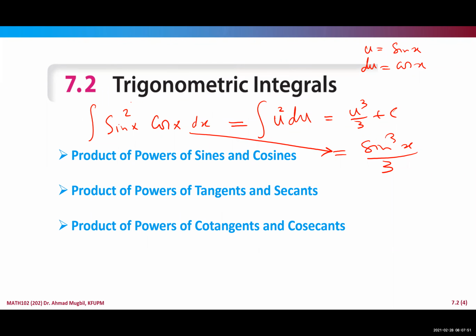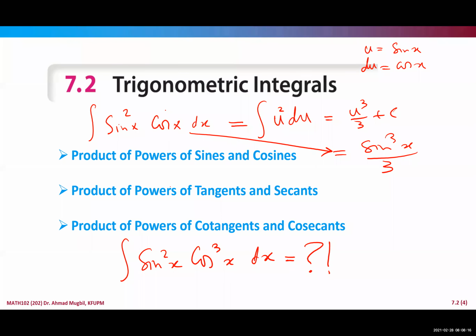Now the question is, what can you do if you have, for example, cosine to the power 3? If you have this integral, sine squared x cosine cubed x dx, what can you do about this? This is what we mean when we have a product of powers of sine and cosine. Today we will have an answer for this question, how to do this integral.